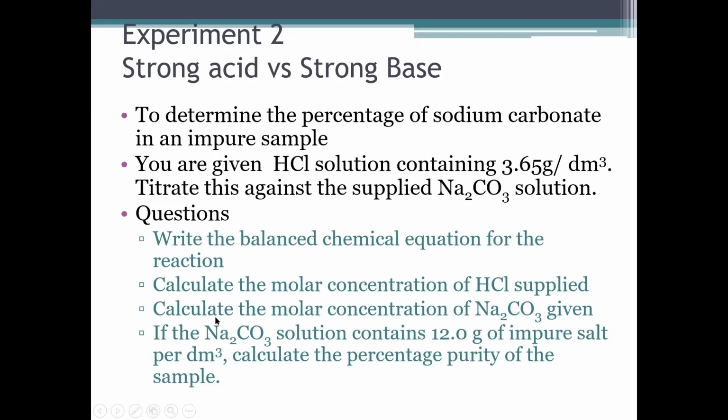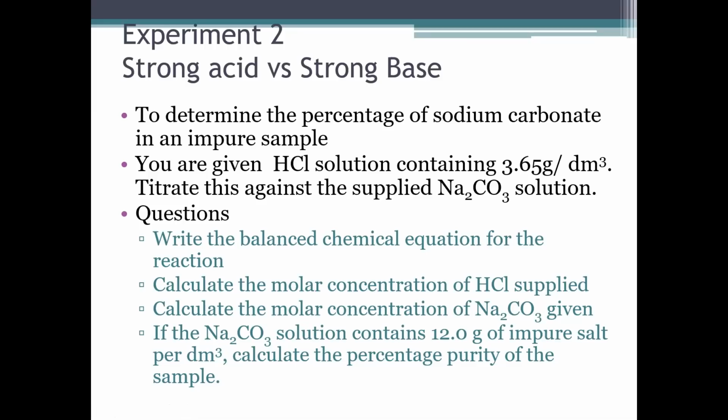Then the next step is to calculate the molar concentration of the sodium carbonate given. But in doing this, you know your ratio, you know your MAVA over MBVB equals NA over NB. Your MA is the molar concentration of the acid, which you can obtain from your mass concentration. VA is the volume of the acid, that is your average titer value. The MB, molar concentration of the base, you don't know. The volume of the base is the volume of your pipette.